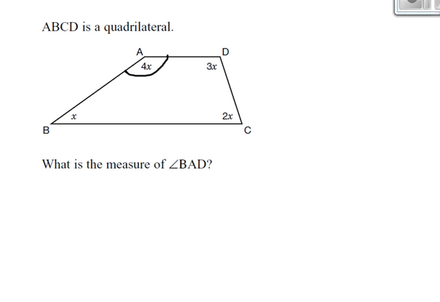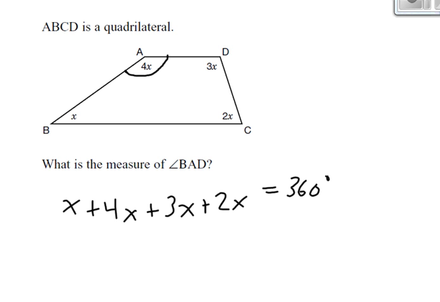Now, what do I have? Well, I know I have a quadrilateral, and each of the angles in a quadrilateral are given to me. Of course, they're given to me with x's. But I know that because I have a quadrilateral, the sum of these angles must be 360. So I can say that x plus 4x plus 3x plus 2x is 360. And again, we know that rule from a previous video.